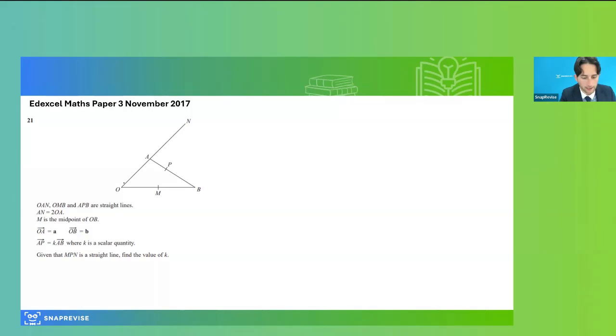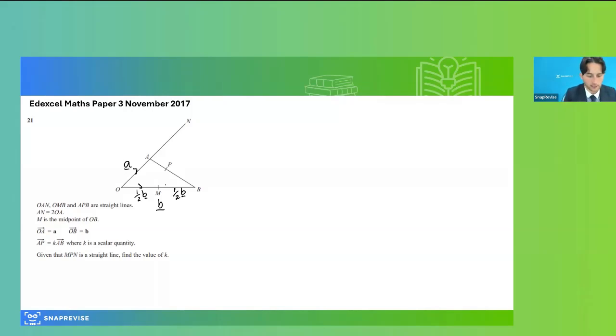It says OAN and OMB and APB are straight lines. You might think, okay, not a big deal, I can see that. But that actually means there's a lot of vectors that can be stretched to each other because they're all going the same way. N is the midpoint of OB. OA is A. OB is B. So actually that's a half B and a half B there.